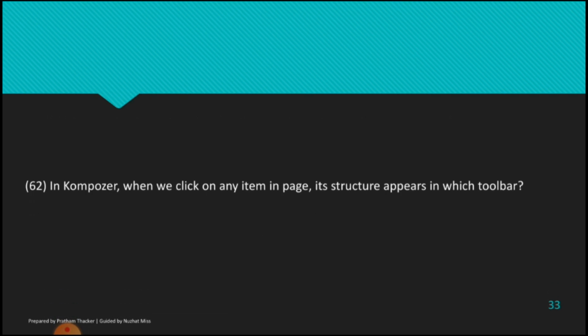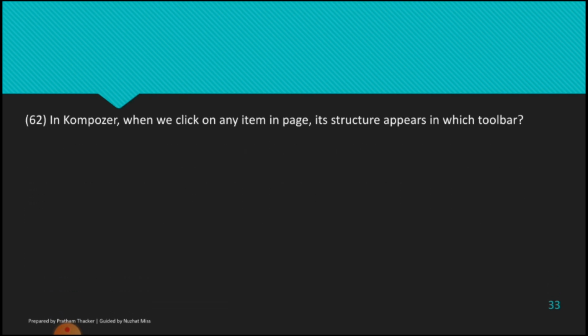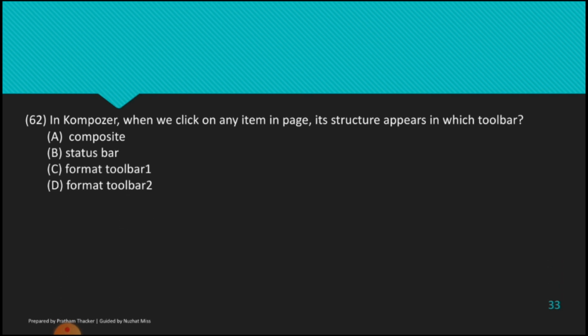Question number 62. In Composer, when we click on any item in a page, its structure appears in which toolbar? Option A composite, option B status bar, option C format toolbar 1, option D format toolbar 2. Answer is option B, status bar.